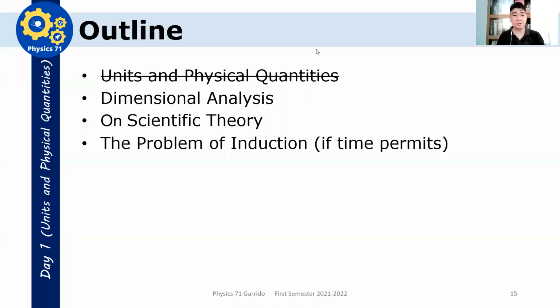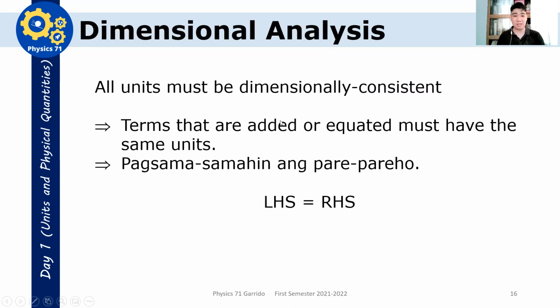Okay, now that we know our units and physical quantities, let's go to dimensional analysis. So, what does it mean when we say two quantities are dimensionally consistent? What we want here is all units must be dimensionally consistent. Ibig sabihin, terms that are added or equated must have the same units.